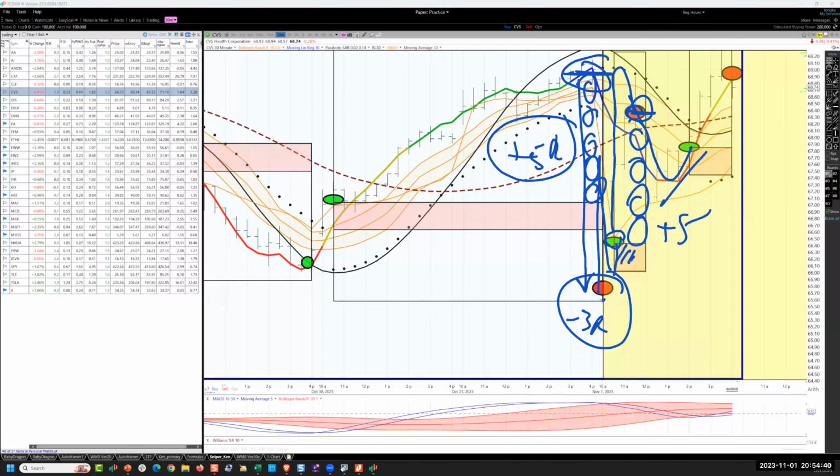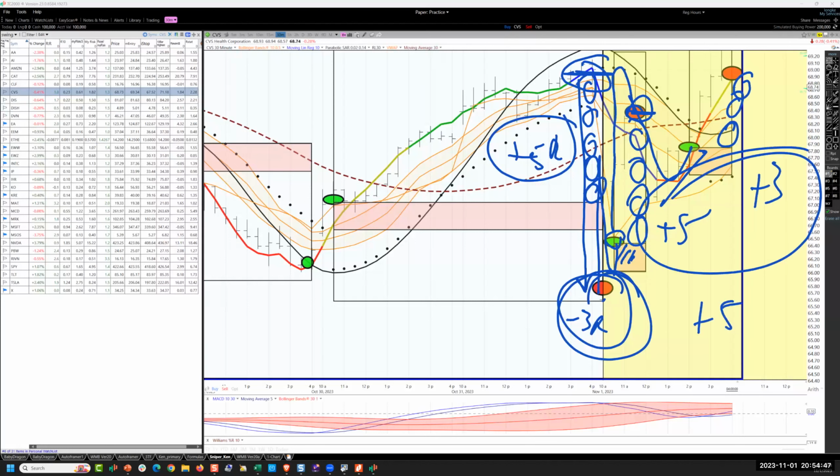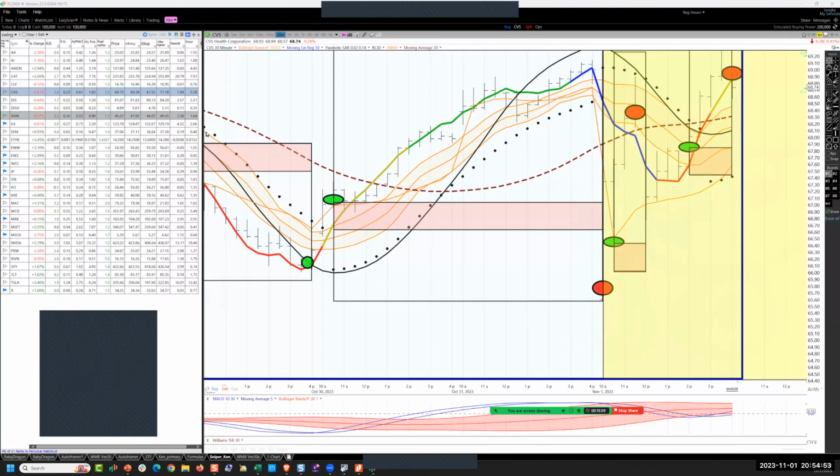Caught a 2 on a 1, 2, 3 entry for 1, 2, 3 plus 3. So we ended up net plus 5. That was a roller coaster of a trade. No overnight risk on that either.